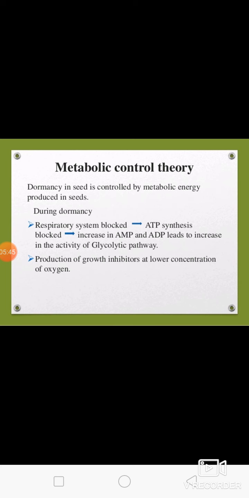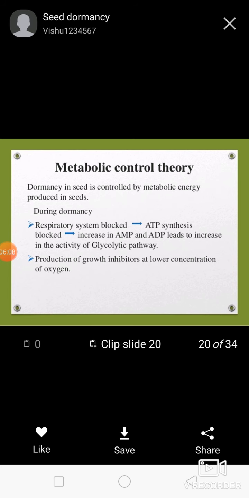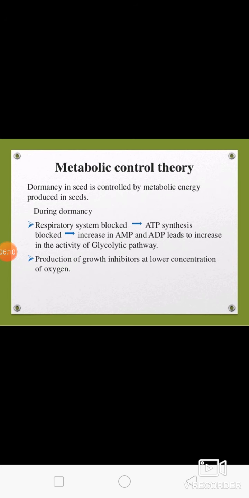Metabolic control theory. Dormancy in seed is controlled by metabolic energy produced in seed. During dormancy, respiratory system is blocked, ATP synthesis is blocked. Increase in AMP and ADP leads to the increase in activity of the glycolytic pathway. Production of the growth inhibitor at a lower concentration of oxygen.